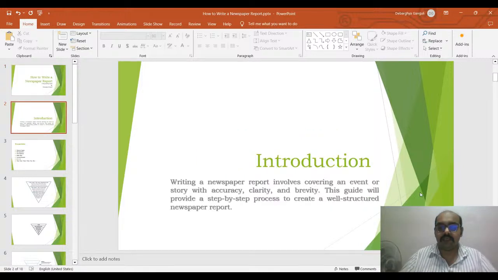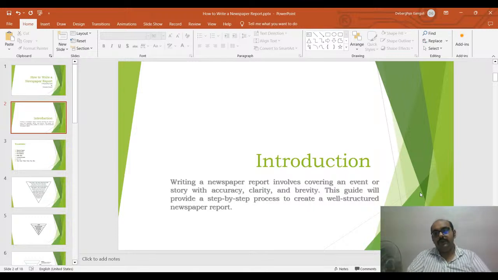So, first thing that we need to understand is writing a newspaper report involves covering an event or a story with accuracy, clarity, and brevity. These are the three fundamentals. You need to be accurate, you need to be clear, you need to be brief. Without these three pillars, a newspaper report cannot quite stand. These are the tripods, so as to say, of a newspaper report.